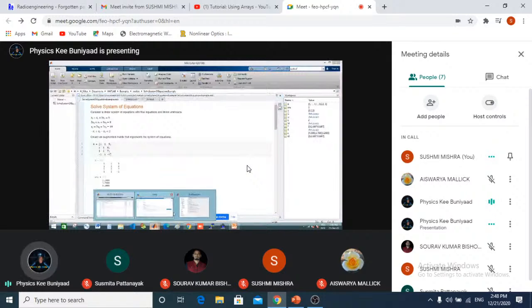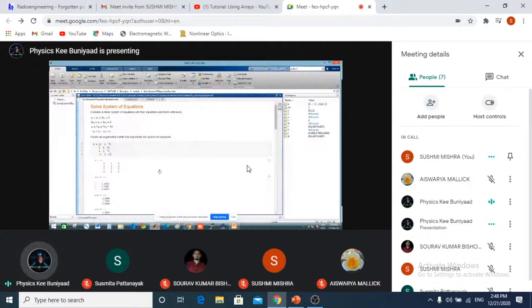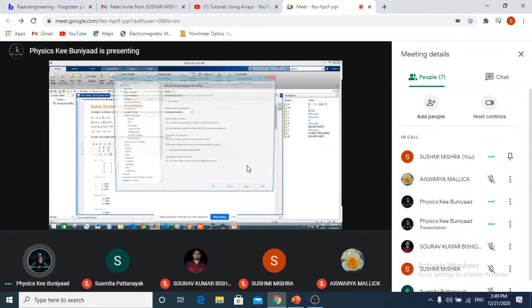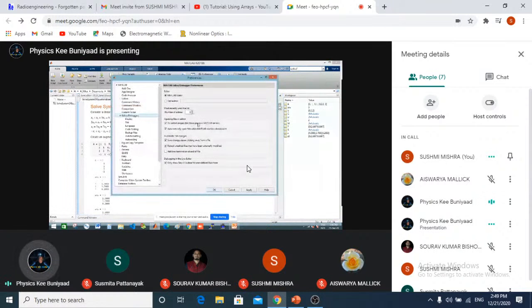Okay, no problem. I will show you how you can increase the font. At first you have to click the home button. Here it is, the home button at the top left corner. Then you come to the next one, Preference. Go to Preference. So when you click Preference, you will get a window like this.